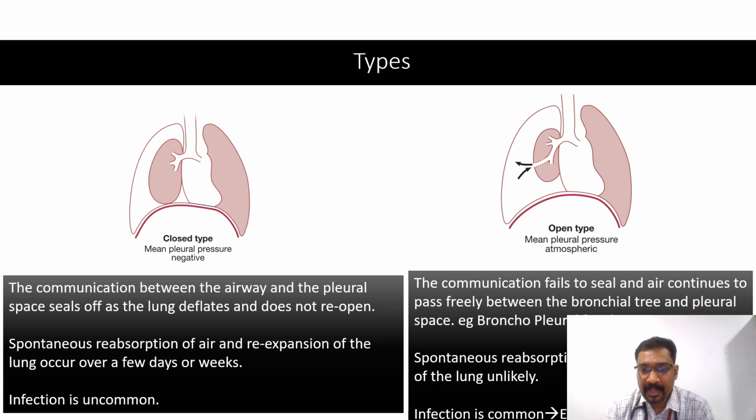Whereas in an open type, the communication fails to seal and the air continues to pass freely between the bronchial tree as well as the pleural space, like a bronchopleural fistula. Spontaneous reabsorption of the air is unlikely, and the infection risk is very high, and patients can be predisposed to form empyema.